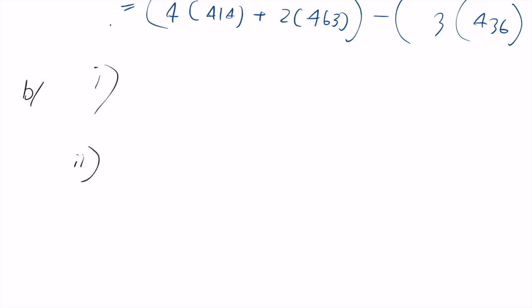Now for 2, determine the value of delta H in kJ for the reaction using the values in the table. Now, given enthalpies of formation, you can actually calculate the standard enthalpy change.